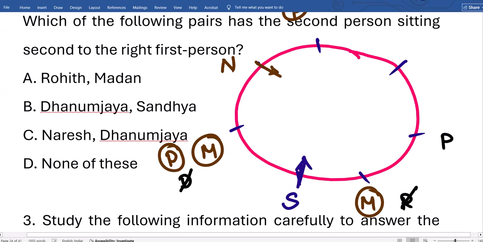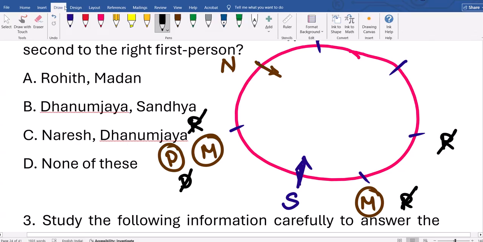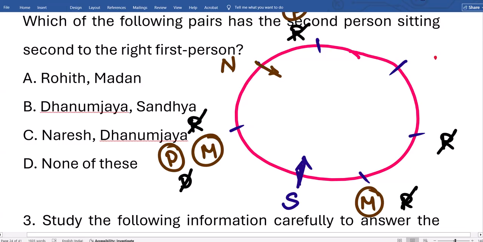Then when I try Rohit here, is that okay? If I take Rohit, second left will be Sandhya, but I want second left Dhananjay. This is also wrong. Can I try Rohit here? Rohit is not neighbor of Naresh, so this place is also wrong. Can I try Rohit here? Because Naresh is not neighbor of. So what's the place for Rohit then? Only one slot is available. Thus, this is the slot.